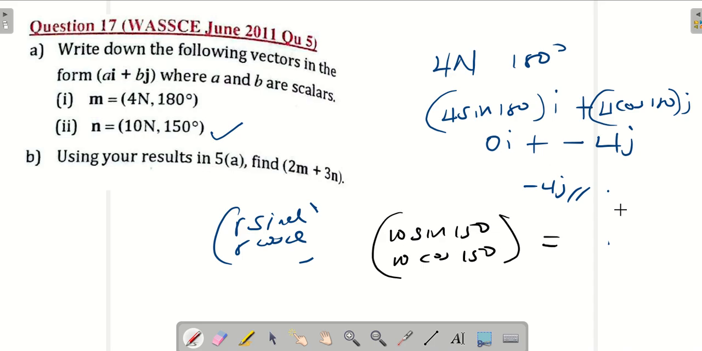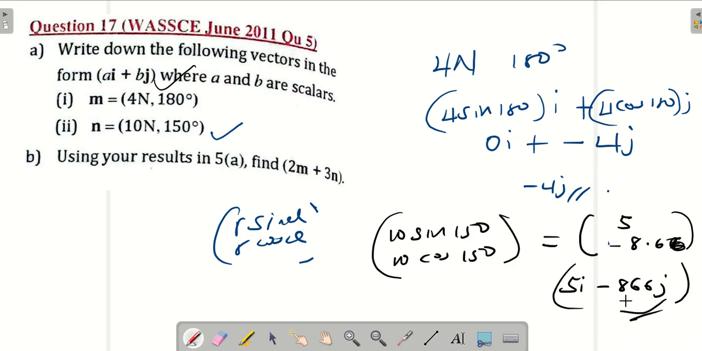Let's write 10 sine 150 is 5. And 10 cos 150 is what? Negative 8.66. Alright. Then after that you write it in this form. So it's going to be 5I minus 8.66J. Are we okay? And that's the final answer.